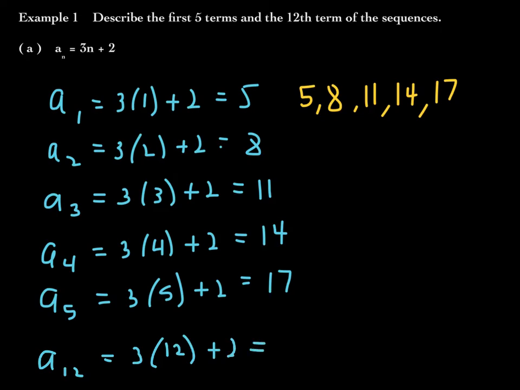So it'll be 3 times 12, which is 36, plus 2, which is 38. So the 12th term, and this is how we denote the 12th term, a sub 12, the 12th term, is 38. Again, the powerful part of this is that because the general term was given to you, it allowed you to jump straight to the 12th term without having to list out all of the preceding terms before it.